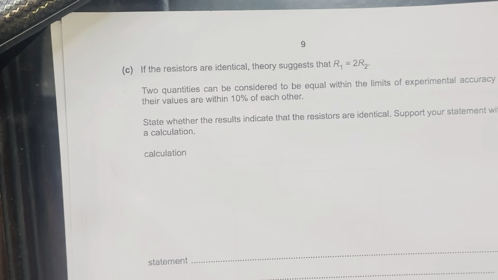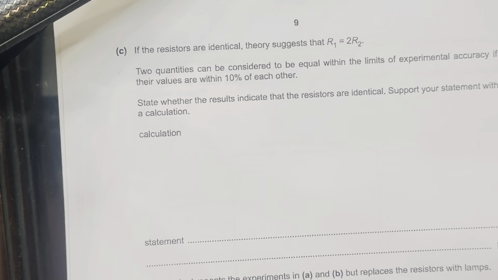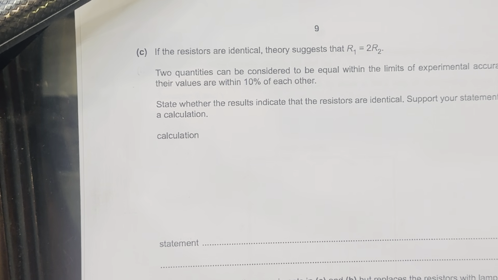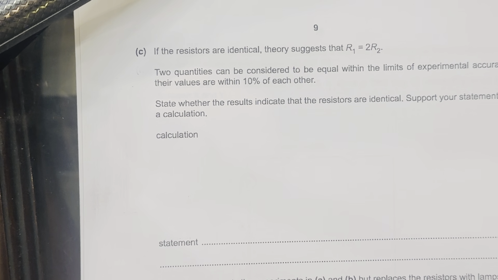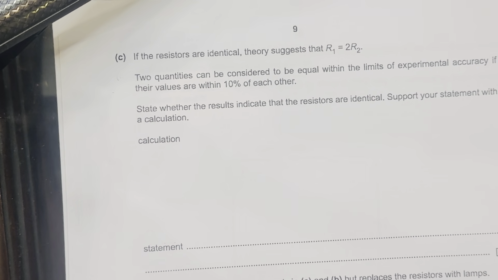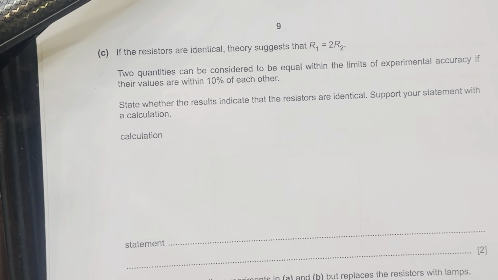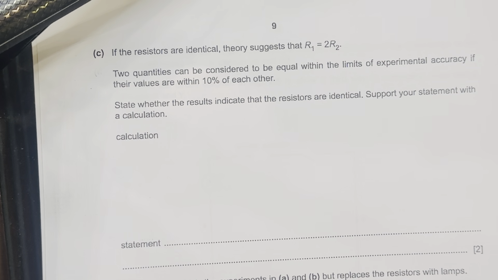Okay, now we move to the C part of the question: if the resistors are identical, theory suggests that R1 is equal to 2R2. Two quantities can be considered to be equal within the limit of experimental accuracy if their values are within 10% of each other. It means that we have a margin of 10% error. State whether the results indicate that the resistors are identical. Support your statement with a calculation.